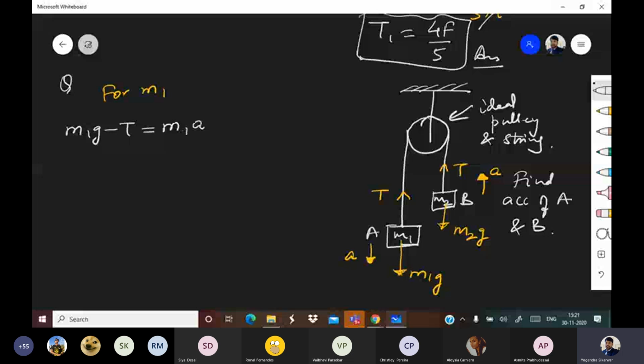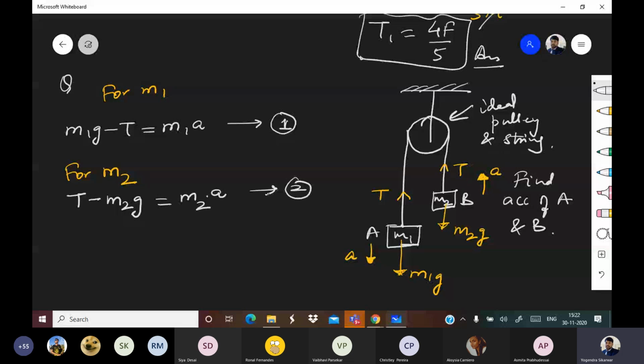This is for M1. Now for M2, what we can see is that M2 is accelerating upward. So which force should be effective on M2? It is T. So T minus M2G, this is our F resultant, and that should be equal to MA. And how much is the mass of M2? It is M2, into acceleration A. So this is equation number 2.